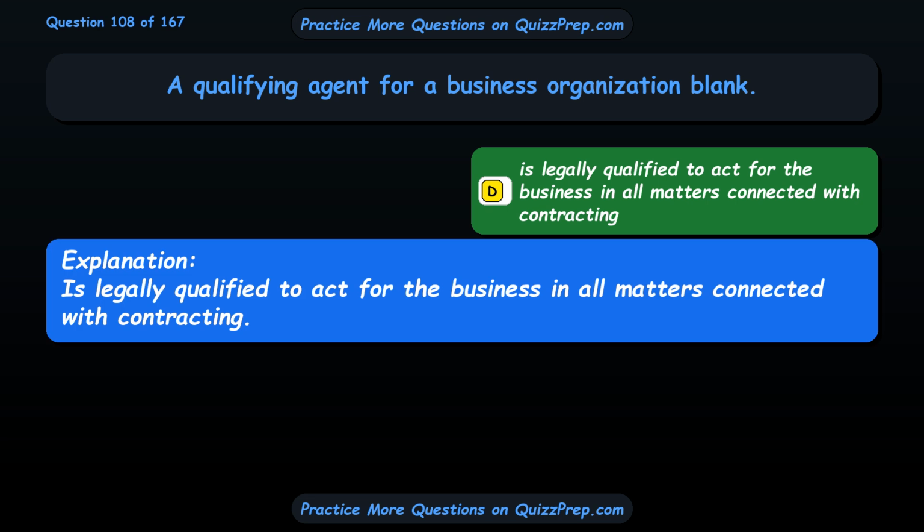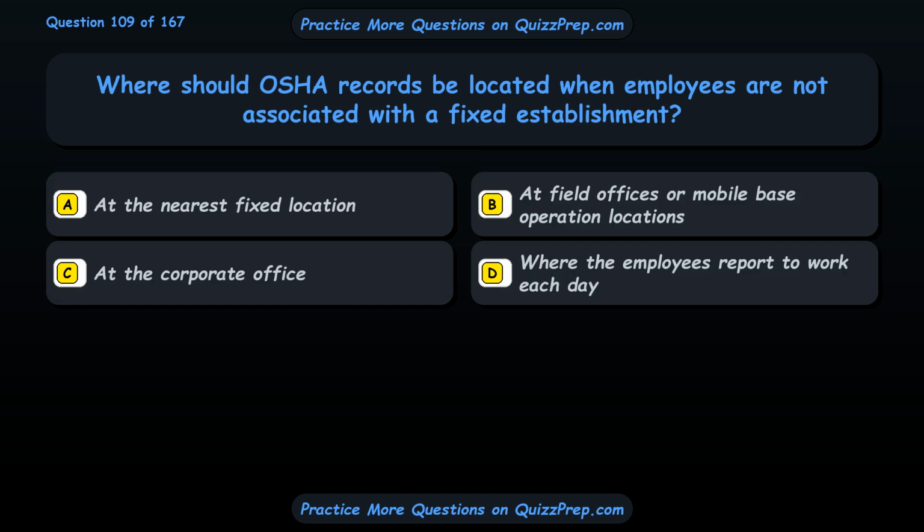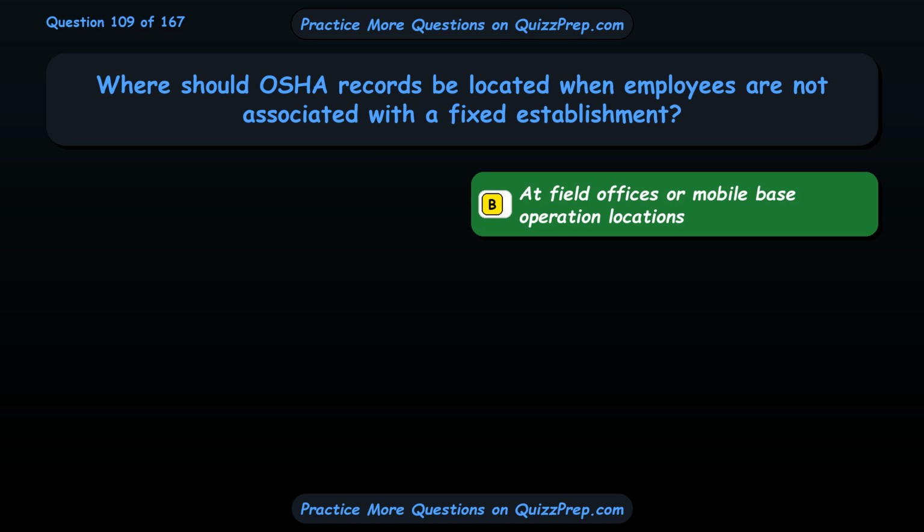Is legally qualified to act for the business in all matters connected with contracting. Question 109. Where should OSHA records be located when employees are not associated with a fixed establishment? Option A, at the nearest fixed location. Option B, at field offices or mobile base operation locations. Option C, at the corporate office. Option D, where the employees report to work each day. The correct answer is option B, at field offices or mobile base operation locations.